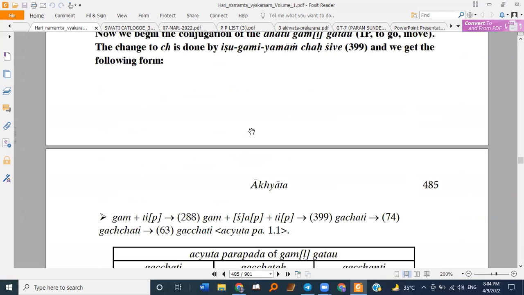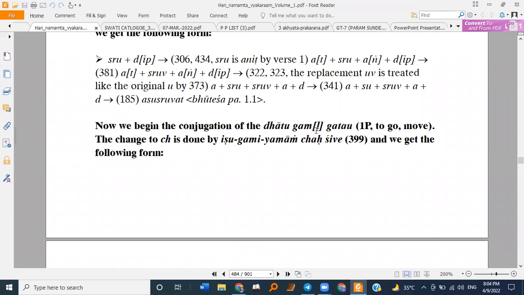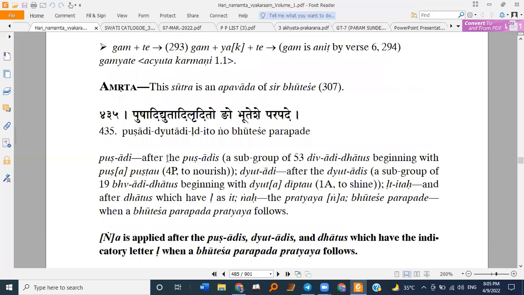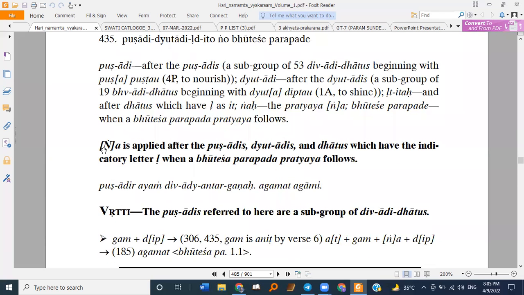So in Gam Dhatu, if you see, it's Gamri Dhatu. It also has this Ri Ram as an It, as Anubandha, right? So Pushadi, Ditadi, Ridito, Mo, Bhuteshe Parapade. That Nga is applied after the Pushadis, Ditadis, and Dhatus which have the indicatory letter Ri, when a Bhutesha Parapada Pratyaya follows. So now here we have this Gamri Dhatu, which has the indicatory letter Ri, right?